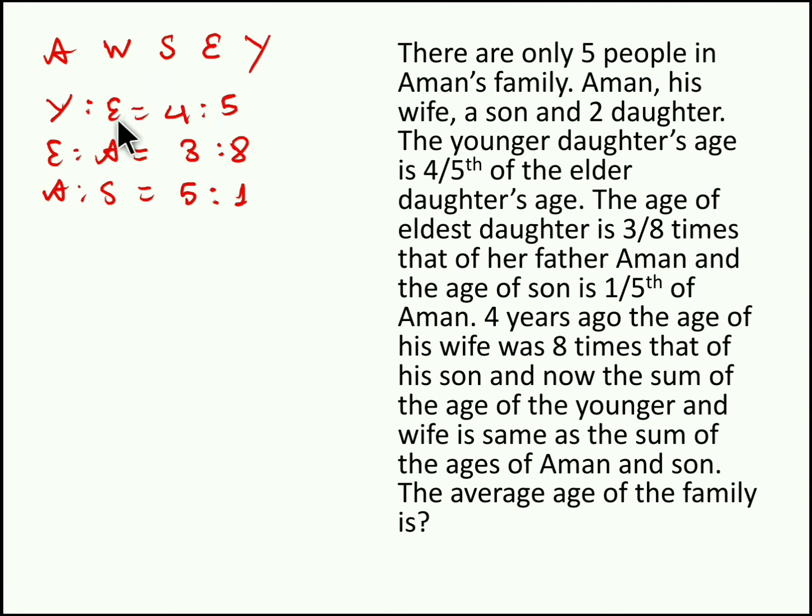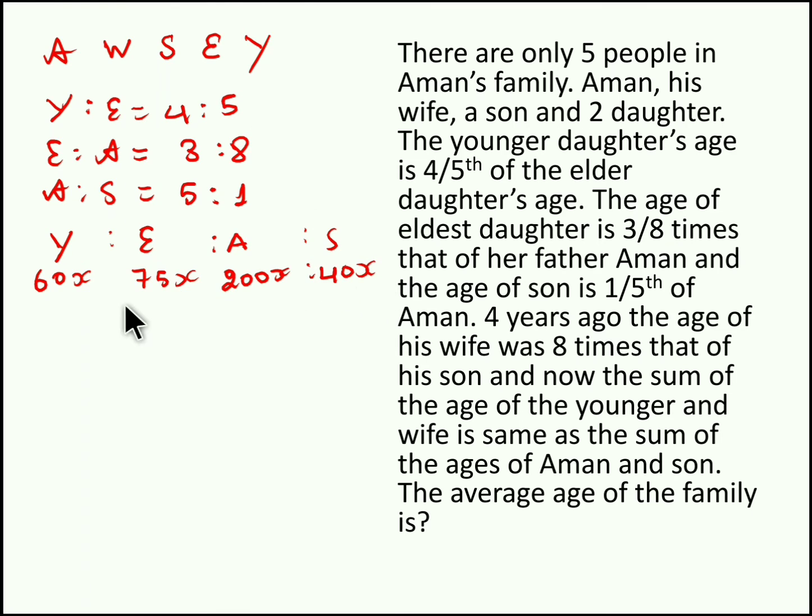Now look at the structure: A is to B, B is to C and C is to D. Now to find the youngest daughter's age, 4 into 3 into 5, we get 60 parts. To find eldest daughter's age, 5 into 3 into 5, we get 75 parts. Next, to find Aman's age, 5 into 8 into 5, we get 200 parts. To find son's age, 1 into 8 into 5, we get 40 parts.